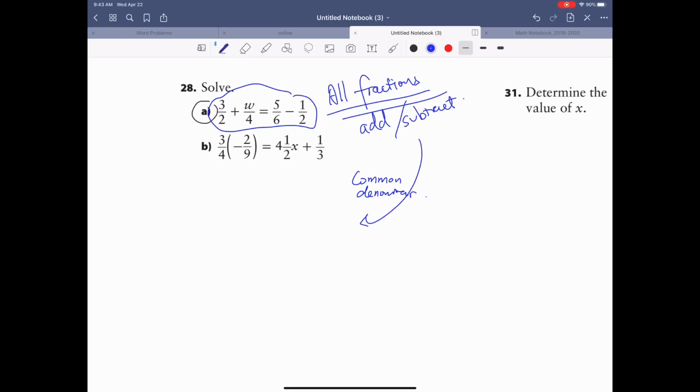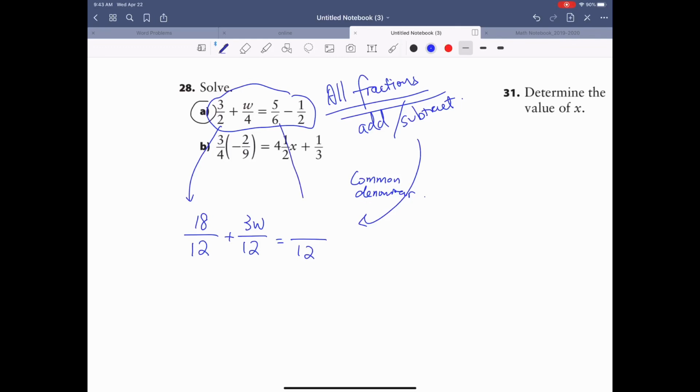2, 4, 6, 2. Common denominator would be 12, I guess. Okay, so let's change everything to 12. 3 over 2, this one to something over 12, will equal to times 6 on both top and bottom. 3 times 6, 18 plus 12 times 3, 3w, and equals to 12.